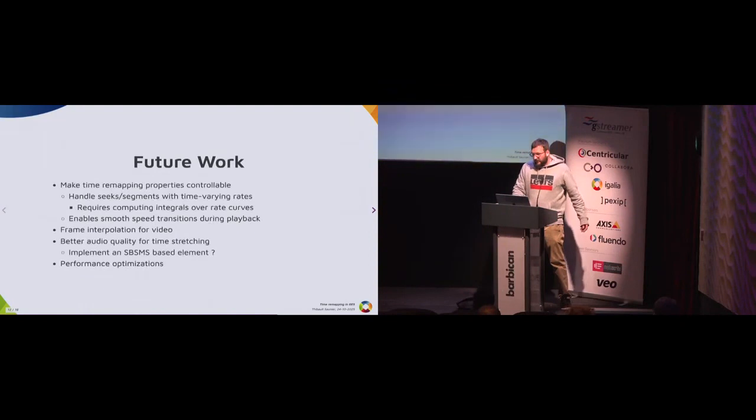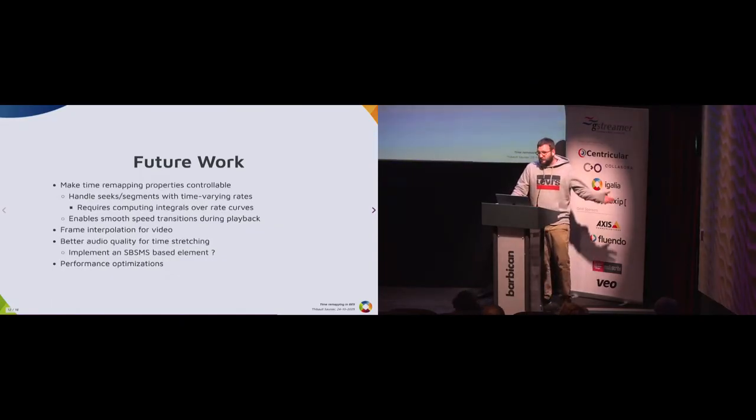Yeah. So looking ahead, the main work that is remaining is making time remapping properties controllable. This is a bit more complex than one can think, especially since we have the processing already able to do that, because we need to properly compute the time transformation integrating over the rate curve, right? And once implemented, we'll be able to smoothly transition from normal speed to slow motion while playing, and then go fast forward and things like that on the same clip. It's not so much work to do, but it's not done yet, right?